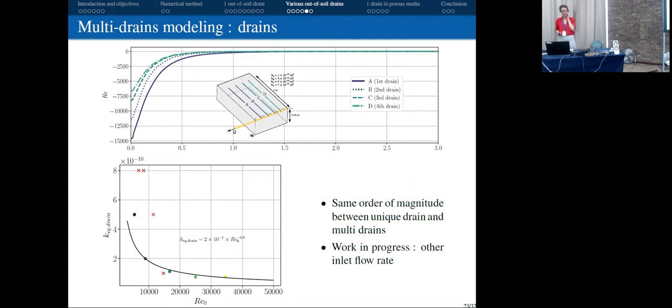So we plot the new equivalent permeability we put for each drain, and we put them on the previous curves, and we see that okay, we don't exactly fit the curves, but the equivalent permeability is on the same order of magnitude. So we need to do more comparison with different flow rates for the multi-drain case.